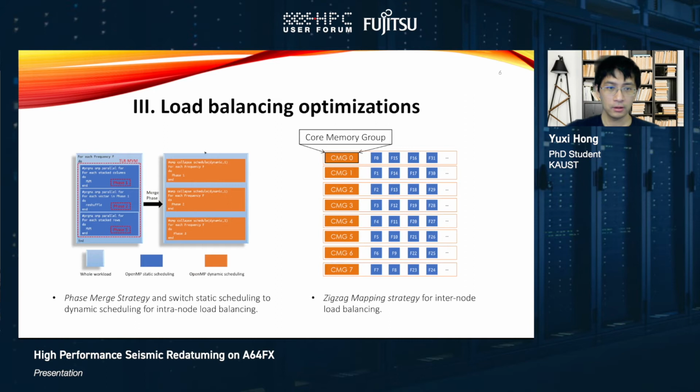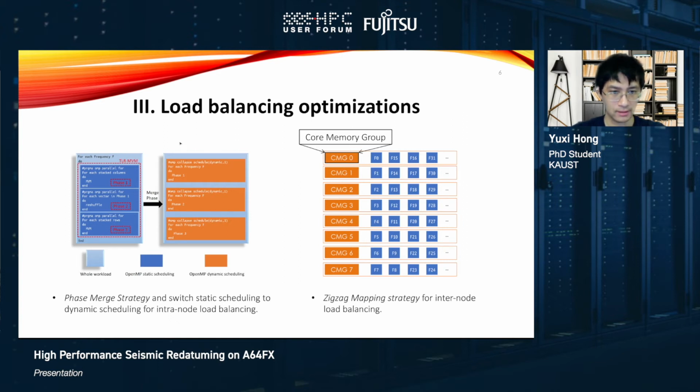Further, we designed two load balancing optimization techniques to mitigate the load imbalancing problem. The first is the phase merge strategy. If you use a naive implementation of the TLR-MVM directly on 150 frequency matrices with static scheduling of OpenMP, then because the ranks are different inside each matrix, you will see load imbalancing between the threads.